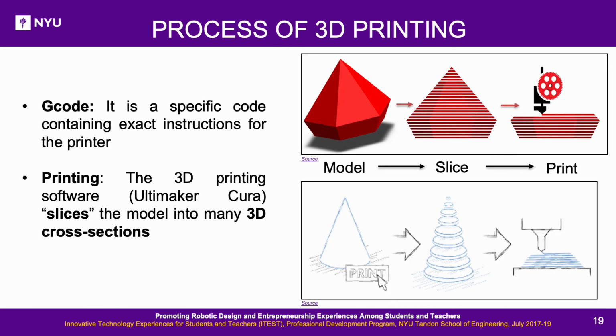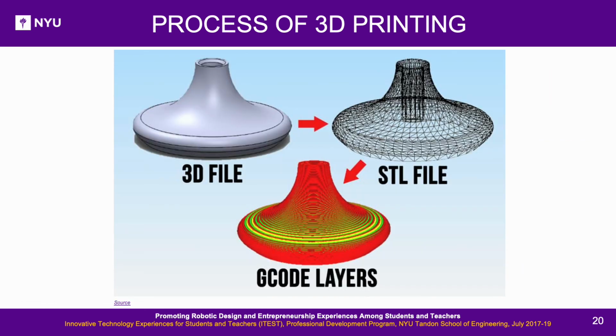Now, what is G-code? It is a specific code containing exact instructions for the printer. The 3D printing software, here Ultimaker Cura, slices, that is, sections the model into many 3D cross-sections, and prints the material. We can see here how a 3D CAD file, converted into an STL file, is layered by G-code. Then the model is ready to be printed onto the bed.